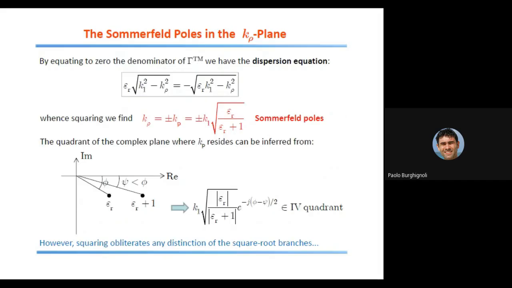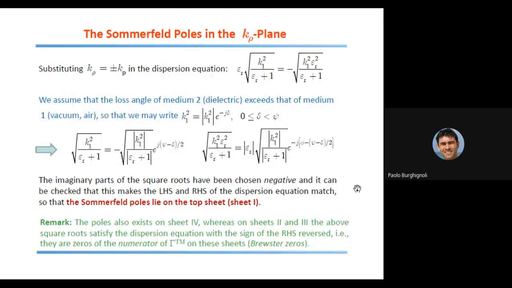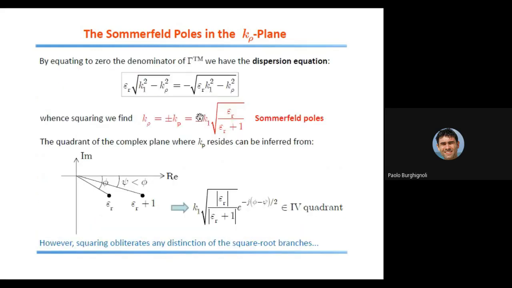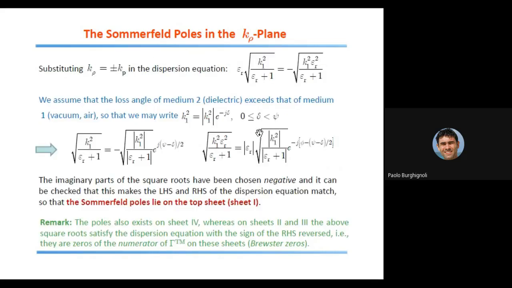And when the reflection coefficient goes to 0, we speak of the Brewster phenomenon. That is, the Brewster angle is the angle that makes the reflection coefficient equal to 0. Then we call those zeros the Brewster zeros of our integrand. The location is exactly the same as the poles. So they are expressed by the same expression that gives us the Sommerfeld poles. However, on sheets number 2 and 3, this expression gives us zeros instead of poles, the Brewster zeros.